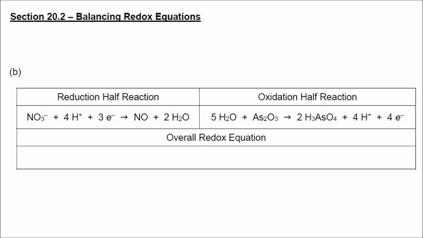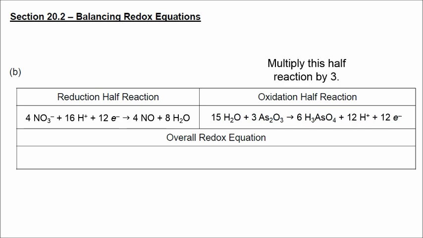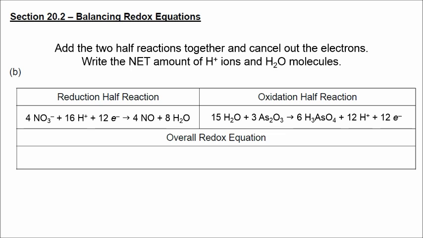So clearly we have to multiply the reduction half reaction by 4 so we can get 12 electrons. Then we're going to multiply the oxidation reaction by 3 so we can get 12 electrons. And now when we add these reactions together, we have some water on both sides, and we have some H plus ions on both sides. So we're going to write the net amount of H plus ions and water molecules.